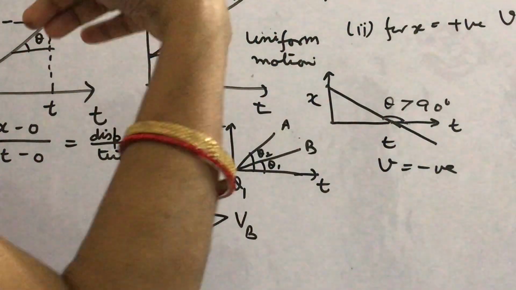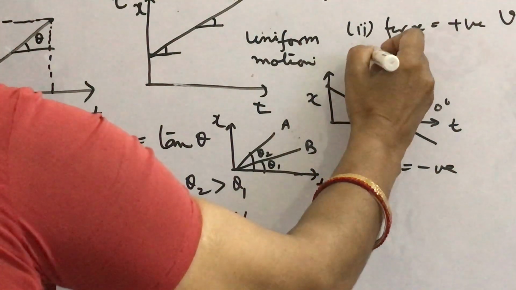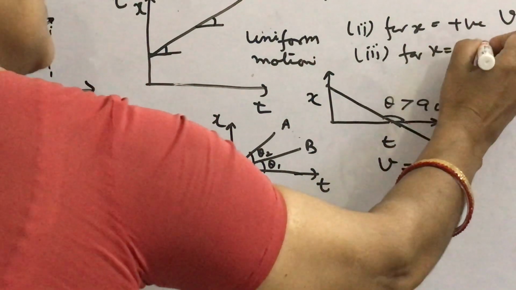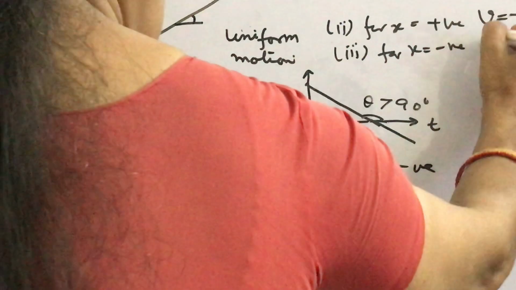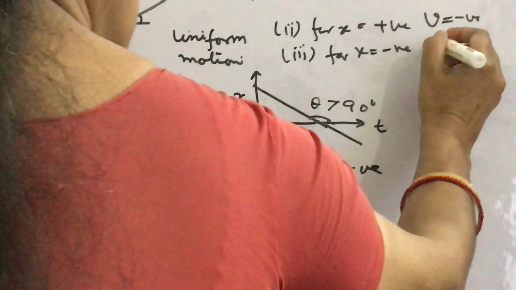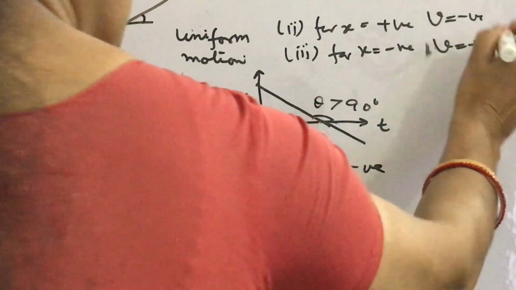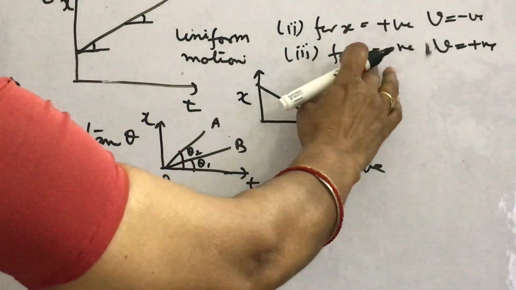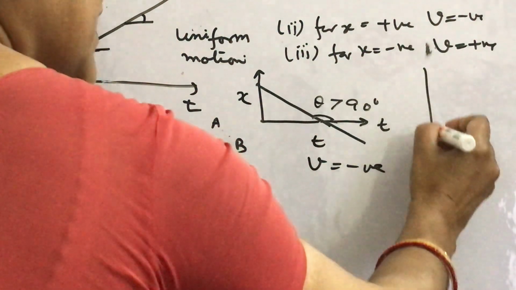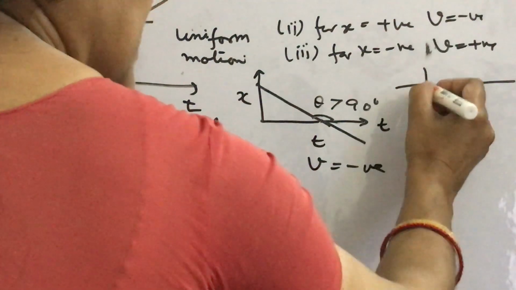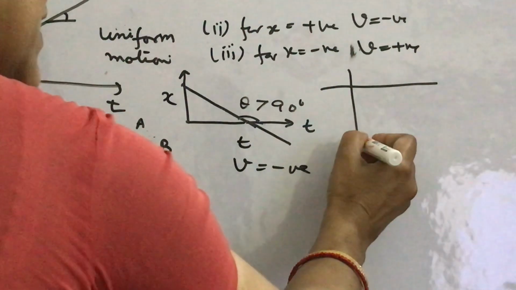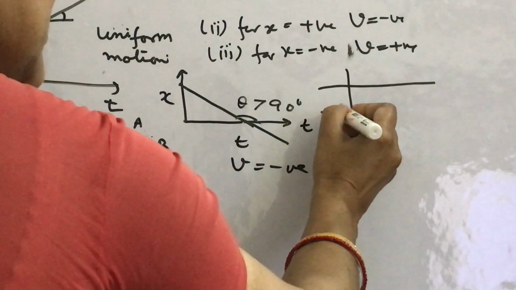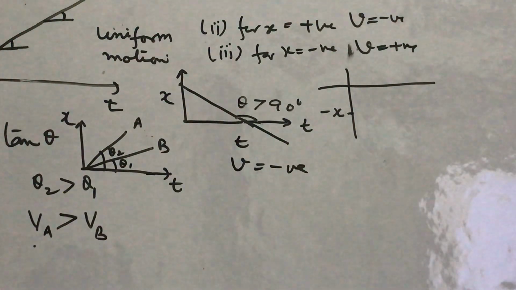Second case, after that, suppose x is negative. You take the third case, for x negative and v positive. Suppose you have to plot, these are the conditions given. How will you plot? Think again, x negative. Now you will take the graph, here it is positive x and what is here? Negative x. So here you will point, suppose this is the negative x and v is positive.